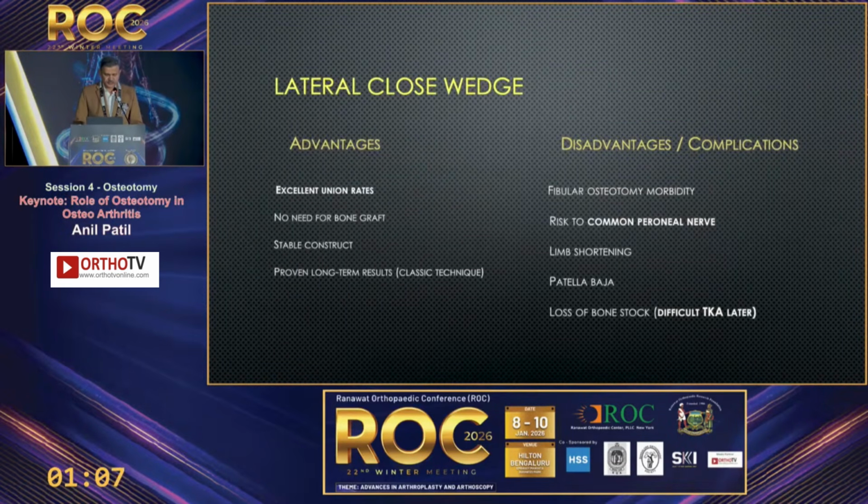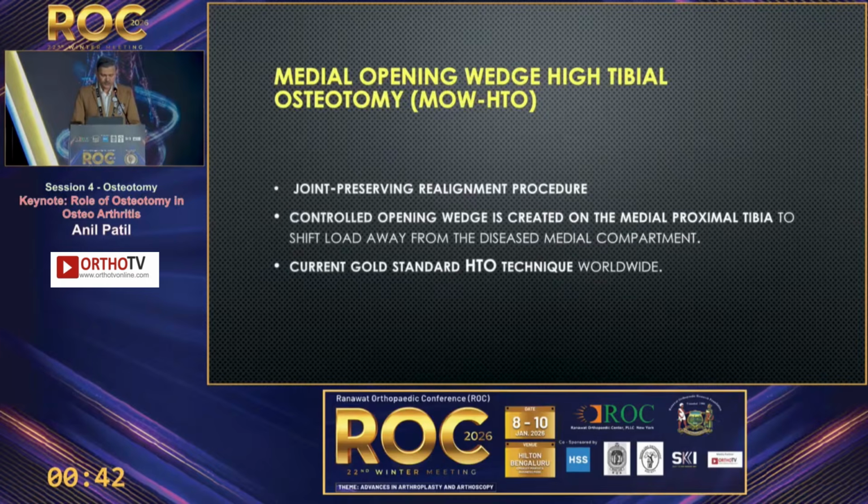And though the target is always to achieve the same, that is, your Fujisawa point has to be between 62 to 65%. So the advantages of this lateral closing wedge, we have excellent union rates. Why? Because it's a closed wedge osteotomy and stable construct. This is a classic procedure, and no bone graft required. But the disadvantages: fibular osteotomy morbidity, the risk of common peroneal nerve injury, limb shortening, patella baja, and loss of bone stock.